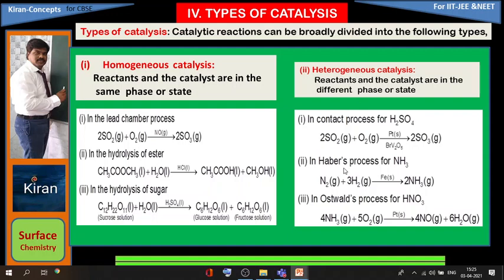Example, Haber's process. Scientist Haber prepared ammonia. That is the reason this is called Haber's process. In Haber's process for ammonia preparation, nitrogen and hydrogen both are existing in gaseous state, but iron is existing in the solid state, two different states. In Ostwald's process, we can prepare nitric acid, where ammonia and oxygen both are existing in the gaseous state, but platinum is solid state. When the reactants and a catalyst both exist in two different states, such kind of catalysis reactions are known as heterogeneous catalysis reactions.